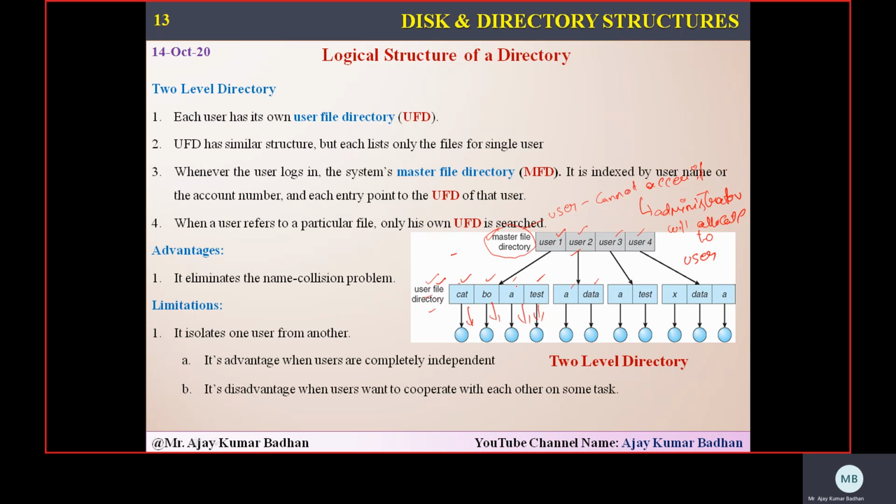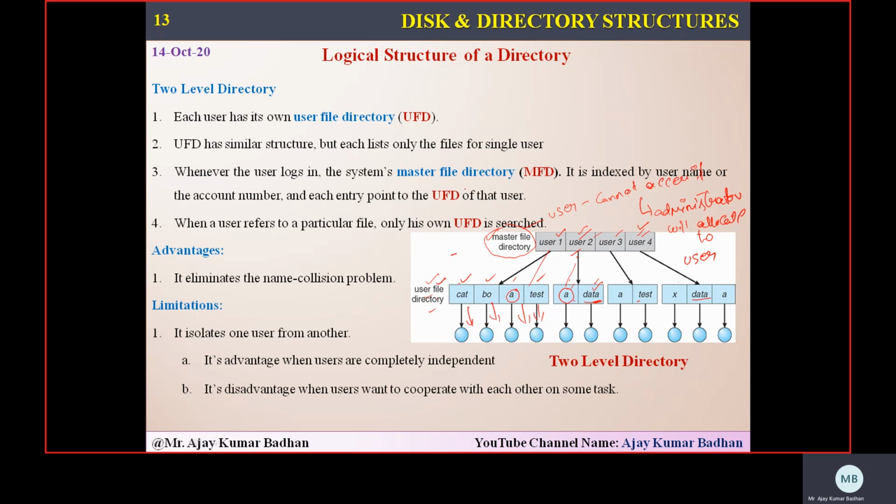So here two files can have the same name. You can see here A and A. These are the same directory names, but since they are located in two different locations, they can have the same name. For example, user 1 has a directory called data. In the same way, user 4 has a directory called data. But these are located in two different locations, so they can access it.